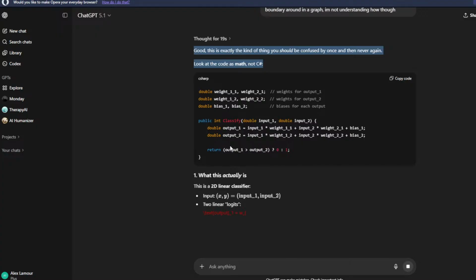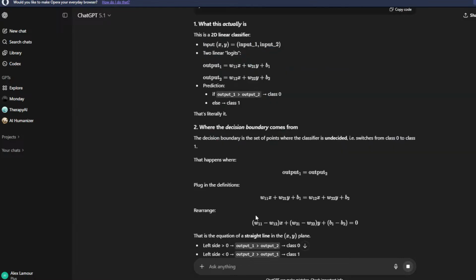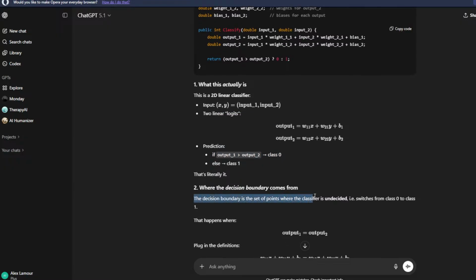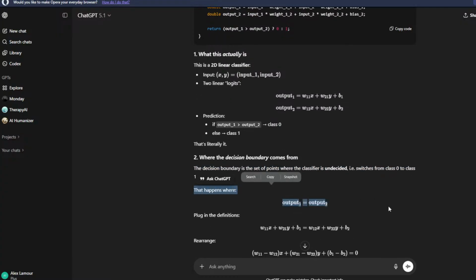So what this actually is, this is a 2D linear classifier. Input x, y equals input 1, input 2, right? So we're here. Output equals W11 x plus W21, I think that's weight 2, 1. I see. Weight 1, 1 x plus weight 2, 1 y plus b. This is a set of points where the classifier is undecided, switches from class 0 to 1, where output 1 equals output 2.